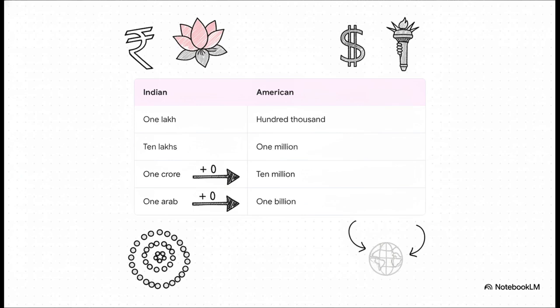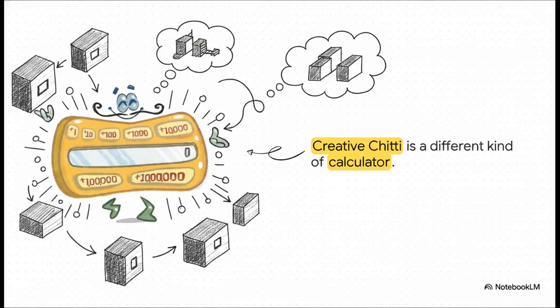1 lakh in the Indian system is 100,000 in the American system. Now add a 0. 10 lakhs is equal to 1 million. Add another 0, and 1 crore is equal to 10 million. Finally, if we jump all the way up to a 1 followed by 9 zeros, the Indian system calls this 1 arab, or 100 crores, which perfectly translates to 1 billion in the American system. It's the exact same mathematical reality, just formatted slightly differently by culture. Honestly, understanding these systems is really all about mastering place value, the idea that a digit's position dictates its actual worth.